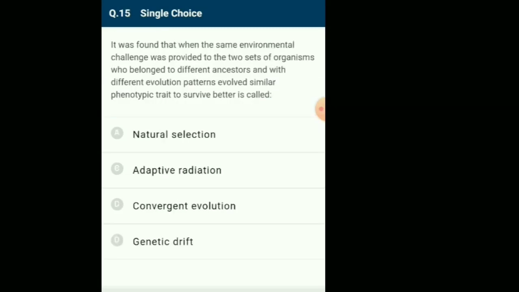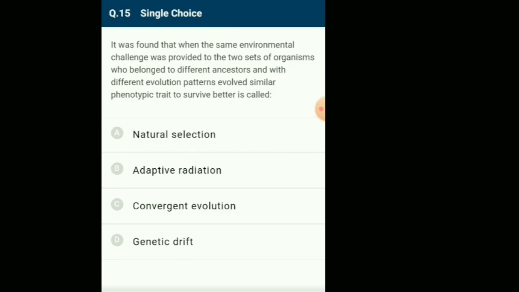Question number 15. It was found that when the same environmental challenge was provided to two sets of organisms who belong to different ancestors and with different evolution partners, they evolved similar phenotypic traits to survive better. This is called. Natural selection is when a trait that possesses heritable variation and confers an advantage in the competition for resources is selected naturally.